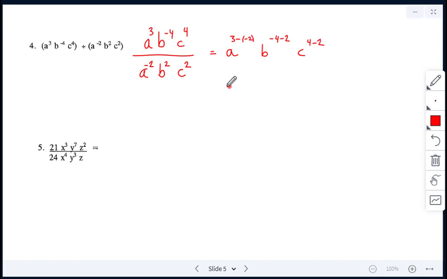So that becomes a to the power of 3 minus negative 2, which is a to the power of 5. For B, I have negative 4 minus 2, which becomes negative 6. And for C, it's 4 minus 2, which is 2. So that is the simplified answer: a to the power of 5, b to the power of negative 6, and c squared.